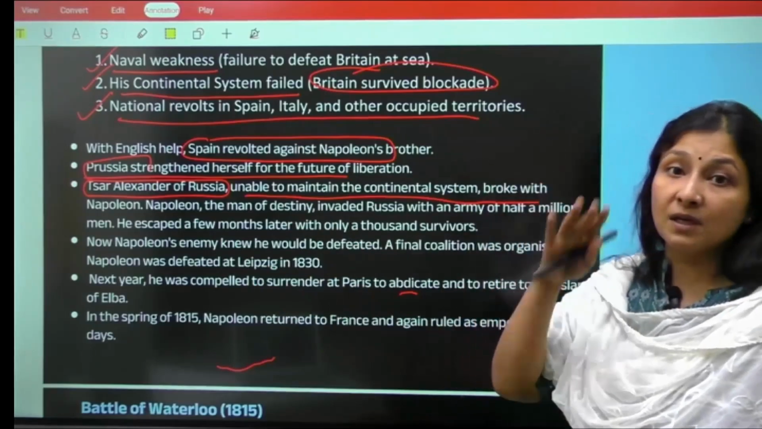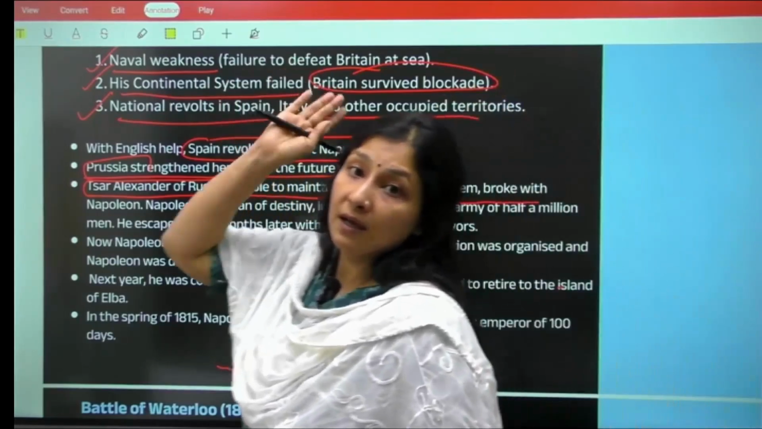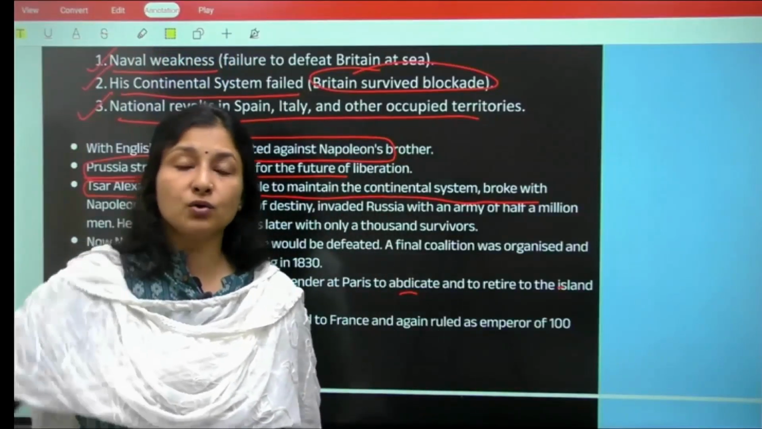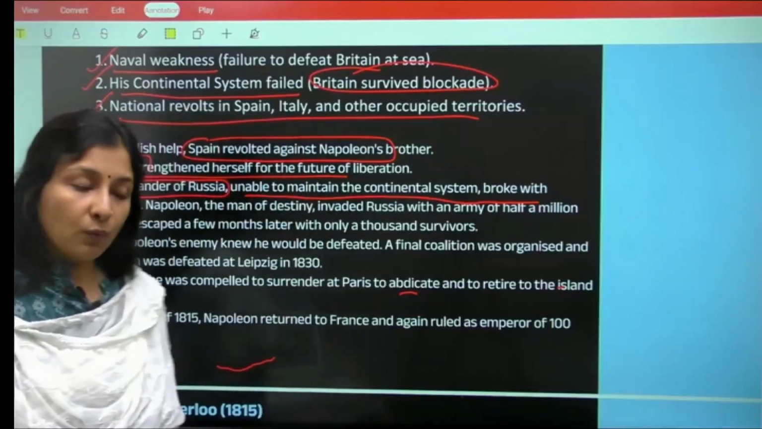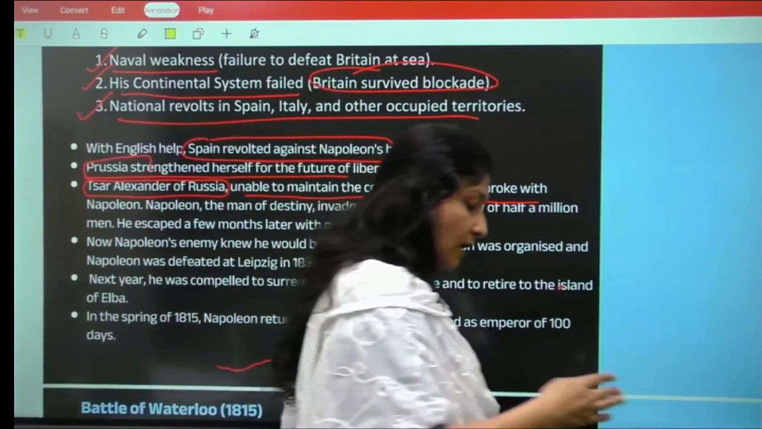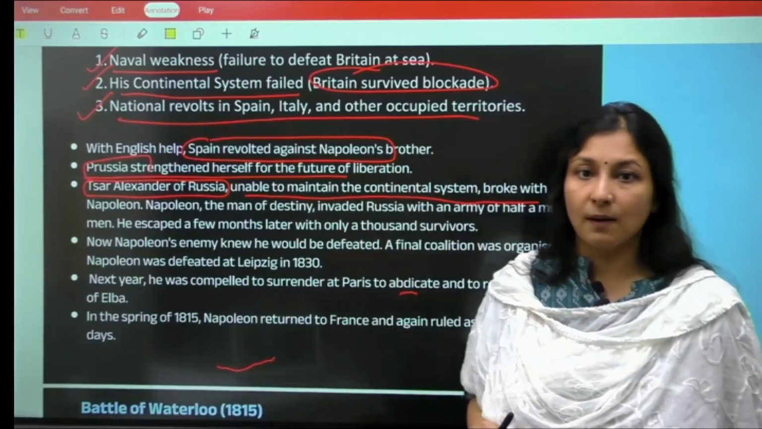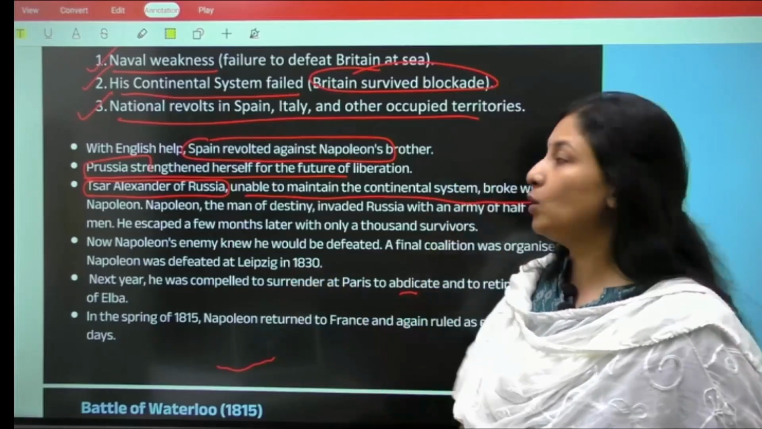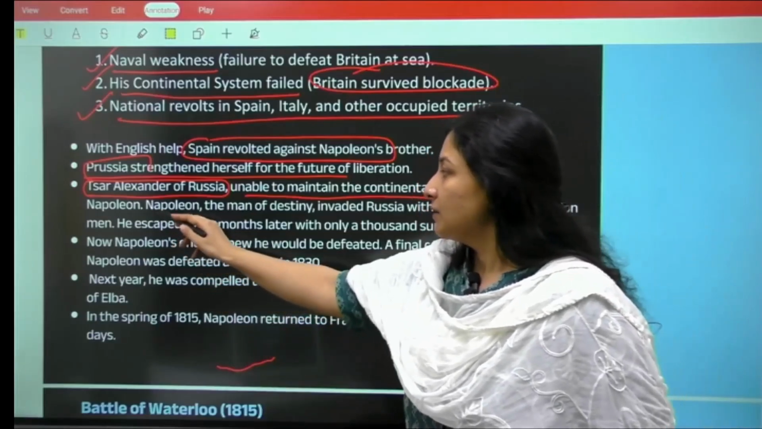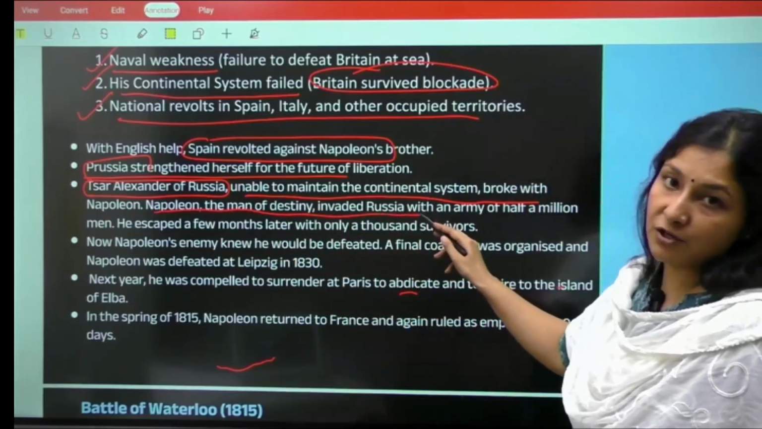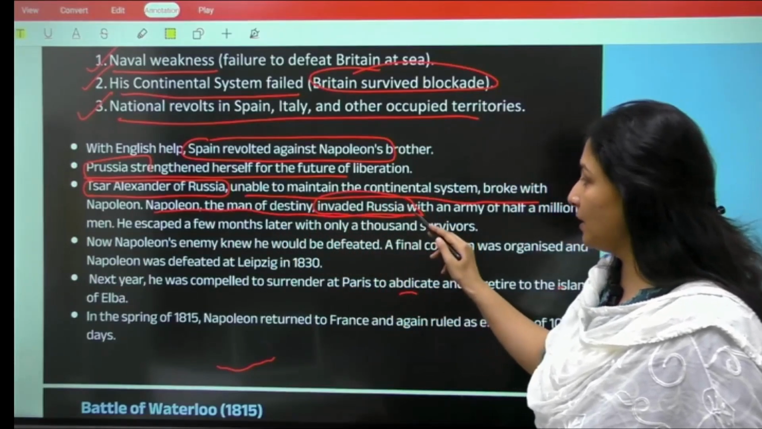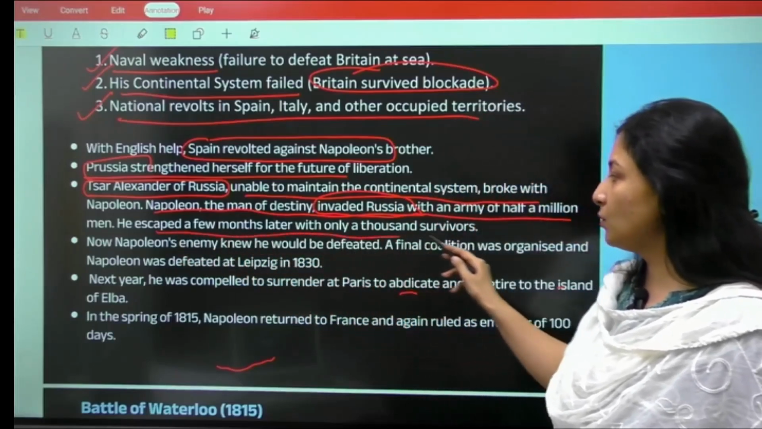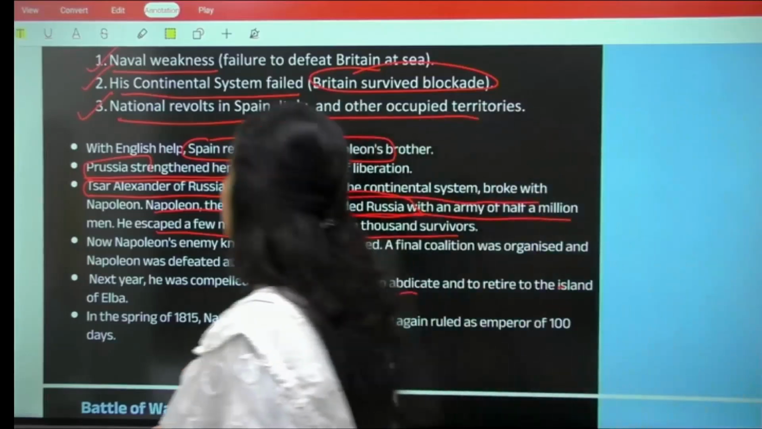Operation Barbarossa, we'll see, was again done by the Germans around 1939, in the Second World War scenario. Even like Napoleon, they marched inside the territory of Russia, right? But still, half of the soldiers themselves will die because of the very cold, extreme weather. Napoleon, the man of destiny, invaded Russia. Made no sense. Another blunder. With an army of 500,000, he escaped a few months later with only 1,000 survivors.